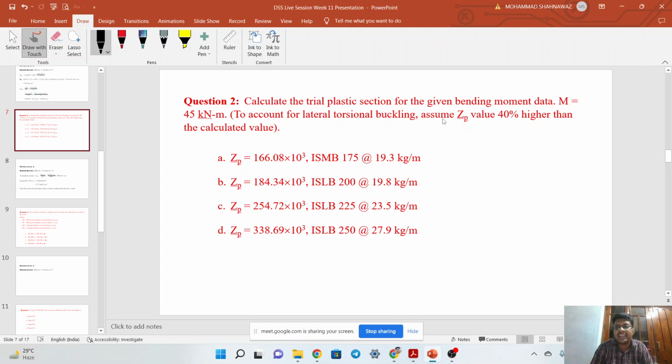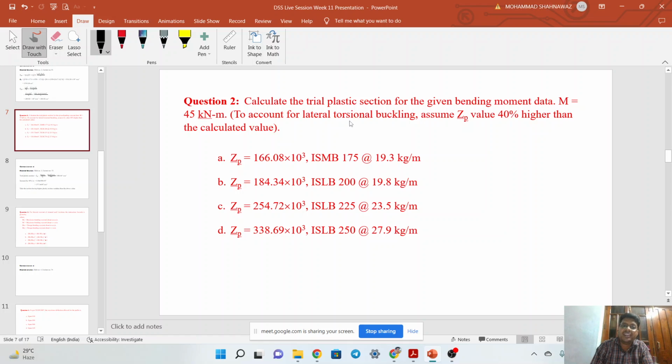For this, they are saying to assume ZP, meaning whatever plastic section modulus you obtain using this moment value, you have to increase that plastic section modulus value by 40%. Why are we taking this 40%? Because we have to take into account lateral torsional buckling also. I guess this value varies from 40 to 50% or 40 to 60%. I don't remember the exact value.